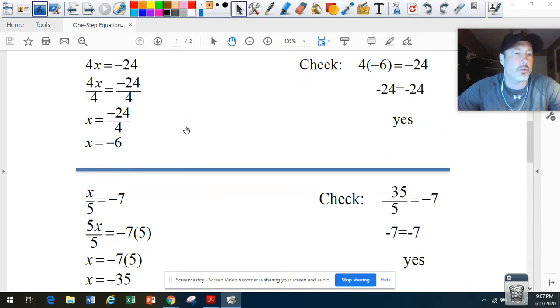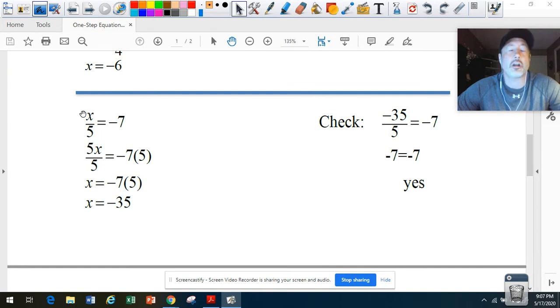Okay, let's try a division one now. Remember, do not say, hey, I'm going to multiply on this side and divide on this side. It does not work. Make sure what you do to one side, you must do to the other. So as you know here, we have x over 5, or x divided by 5 equals negative 7. Okay, so what's happening between the x and the 5? It's being divided. Opposite of division is multiplication. So I'm going to multiply by 5 on both sides.